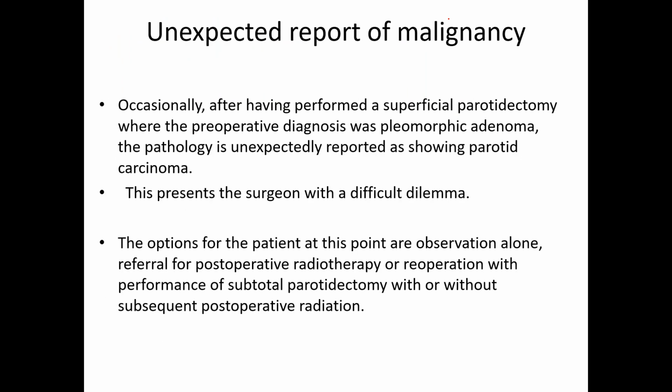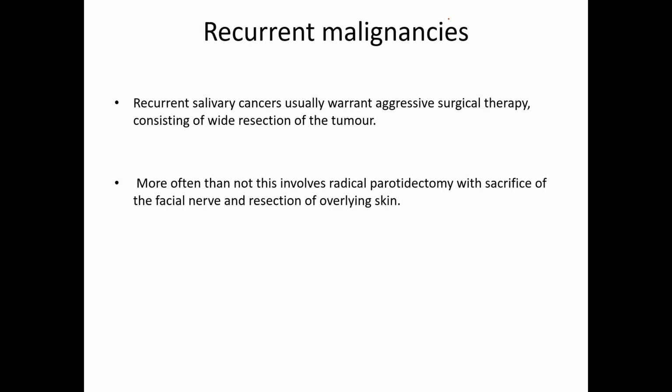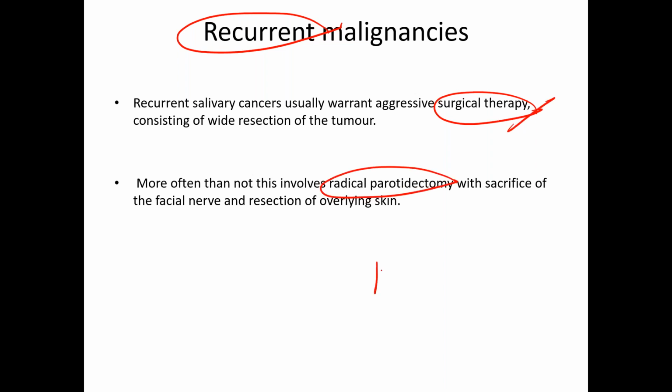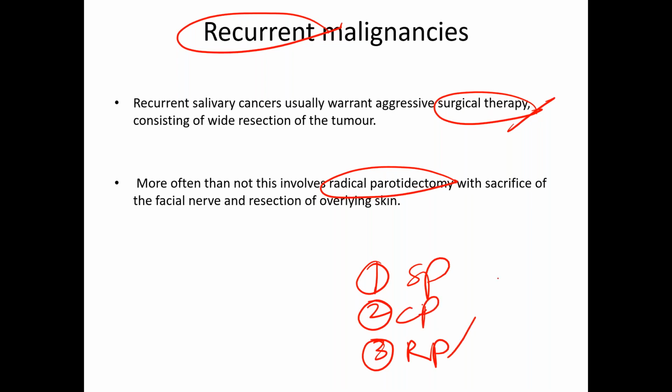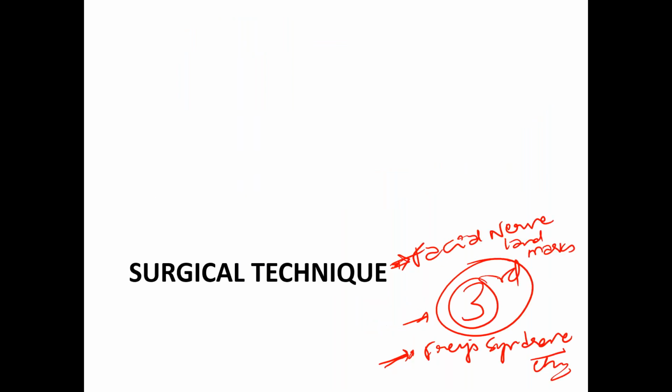But as far as the understanding of the recurrent malignancy, you should keep it in mind. Recurrence also there. They also need surgical therapy and they need radical parotidectomy. So there was superficial parotidectomy, complete parotidectomy. Third one is radical parotidectomy. Superficial parotidectomy, deep lobe parotidectomy, complete parotidectomy, and radical parotidectomy. And surgical technique and all we have already discussed.